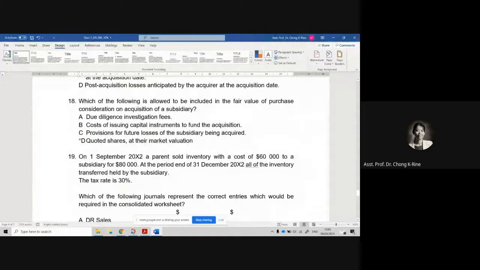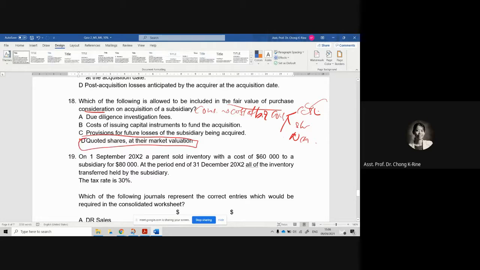Which one is to be included in the fair value of purchase consideration? What is this? This is a consideration. Consideration at fair value. So remember our total business combination consideration has many names. Consideration at fair value can also be named as the cost of business combination. And then the common ones are: we pay money to buy, we issue our shares to buy, or we borrow money to buy, or we exchange a non-current asset to buy. All these are common. So the answer is B.